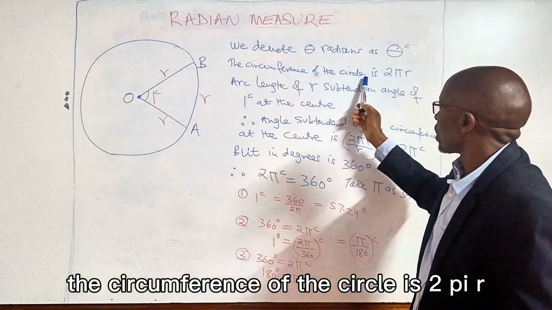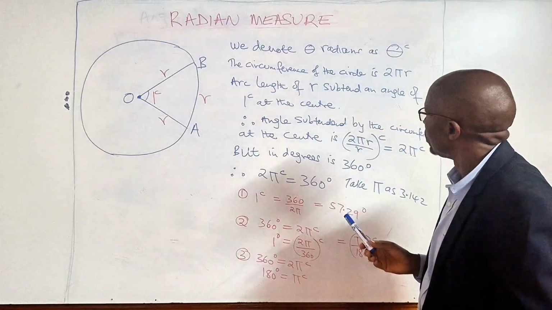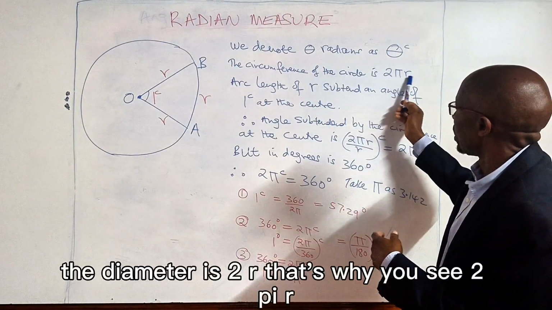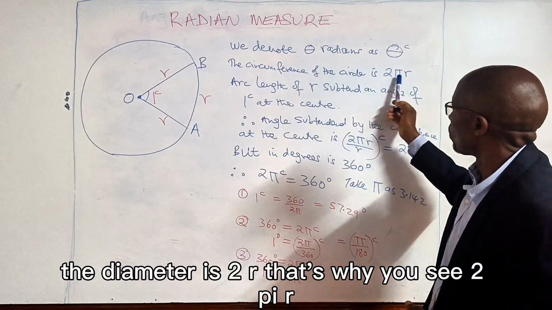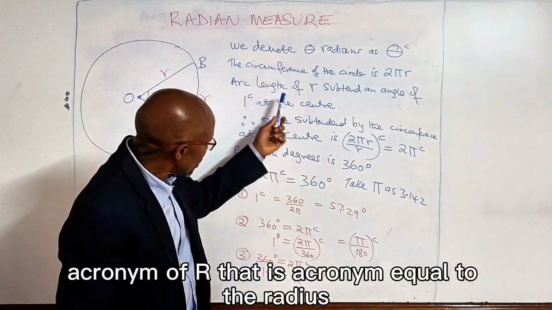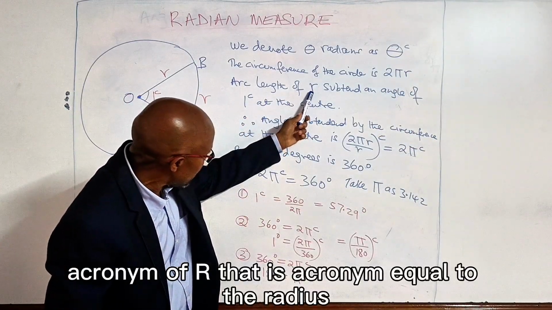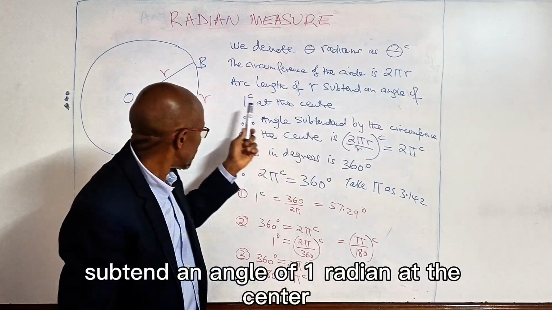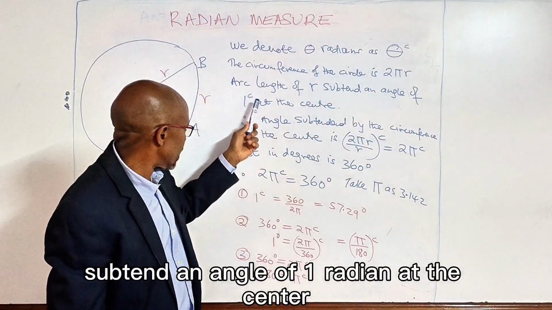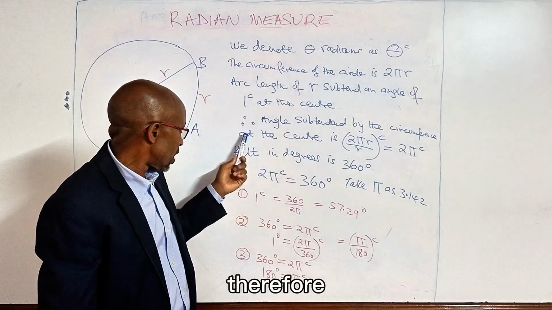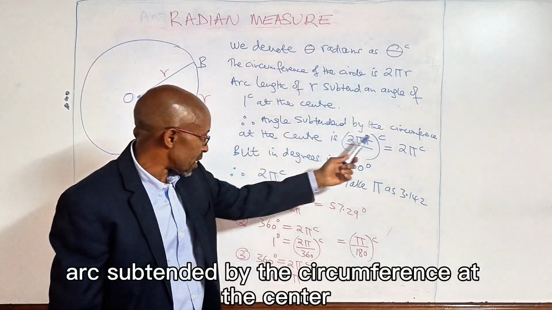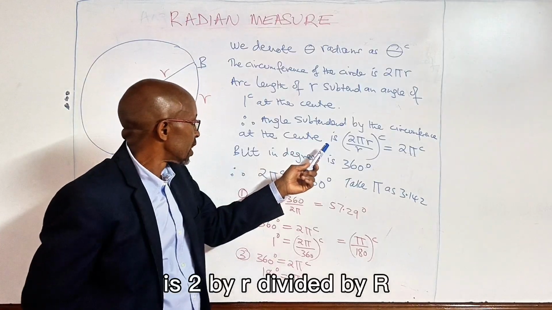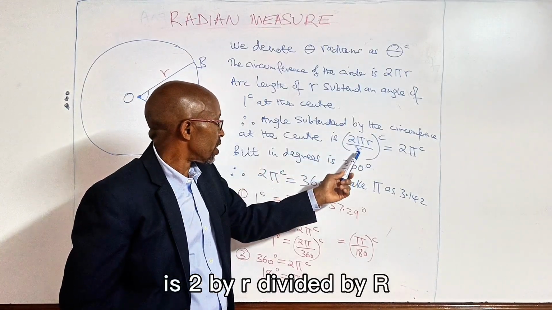The circumference of the circle is 2 pi r. It is pi times the diameter. The diameter is 2r. That's why you see 2 pi r. An arc length of r, that is arc length equal to the radius, subtends an angle of 1 radian at the center. Therefore, the angle subtended by the circumference at the center is 2 pi r divided by r.